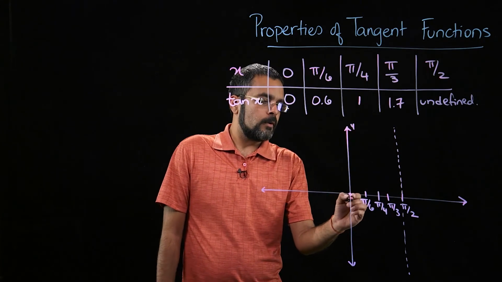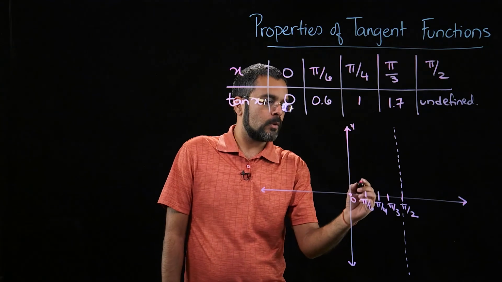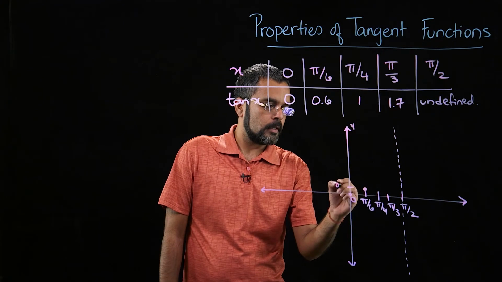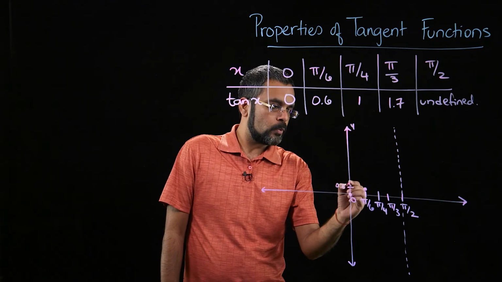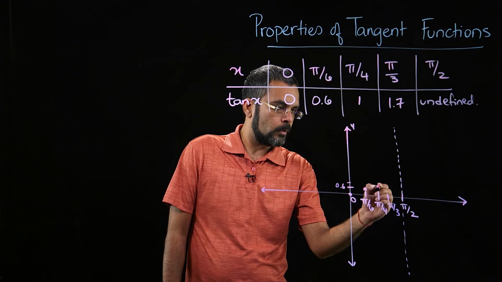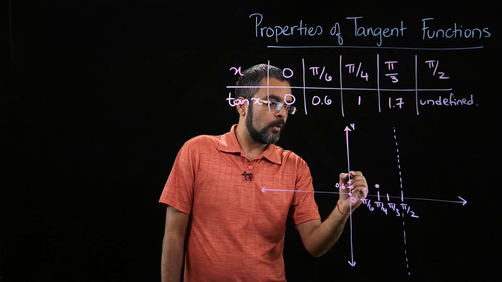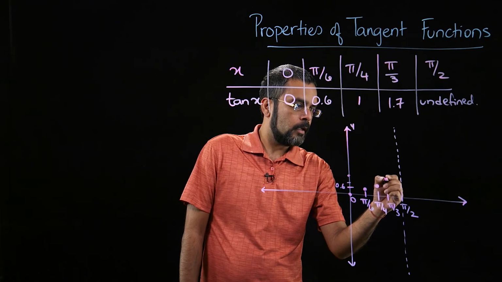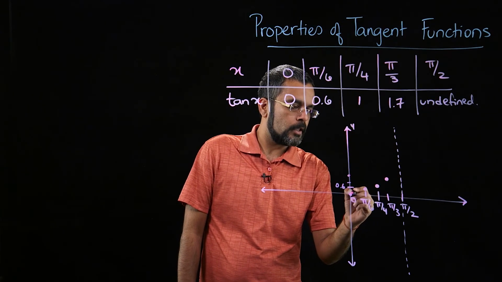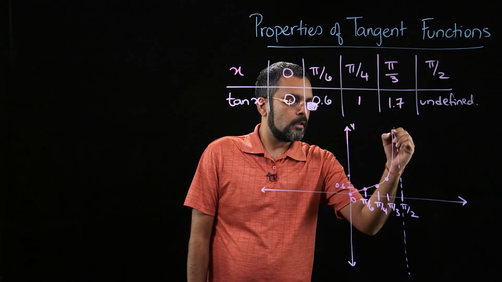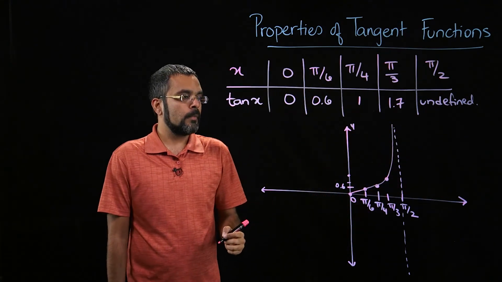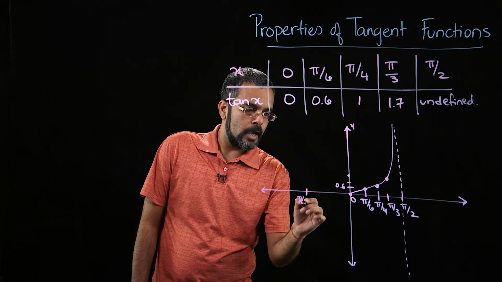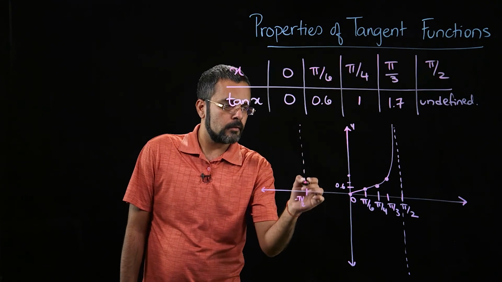At 0, I have 0. At pi over 6, it's 0.6, so let's say 0.6 is somewhere over here. Okay, this is 0.6. At pi over 4, it is 1, so that'd be somewhere around here, so that's about 1. And then it's 1.7, so let's say that's somewhere around there, that'd be 1.7. And then as I keep going, if I join these points, that's how my tan function is going to go. And then on the other side, roughly at negative pi over 2, I'm going to have another vertical tangent line.